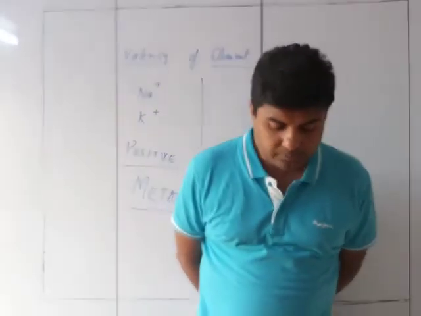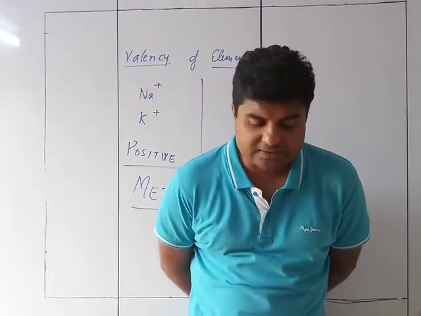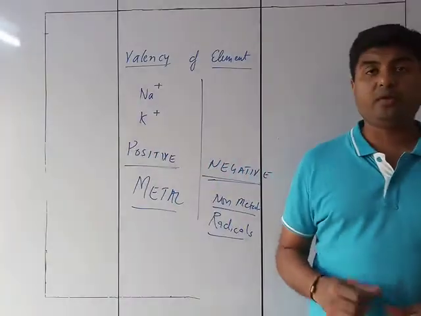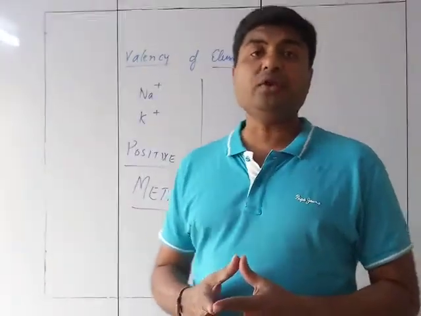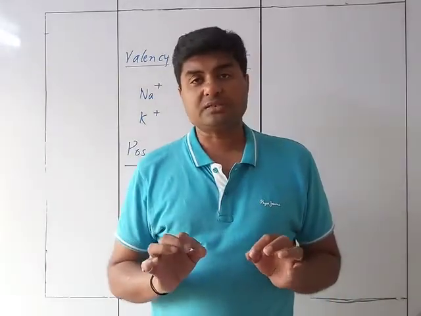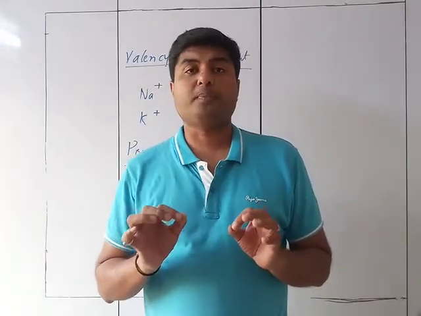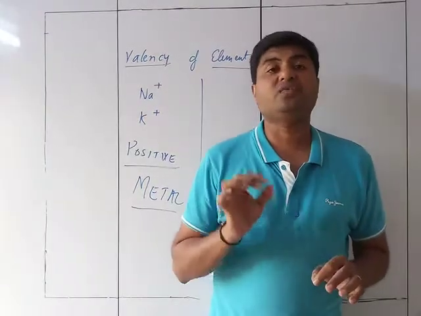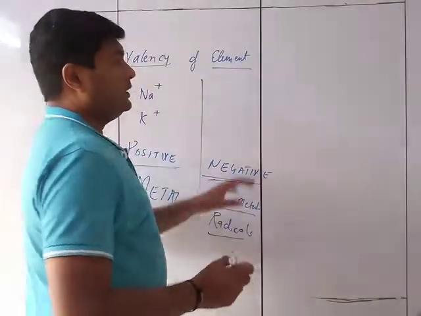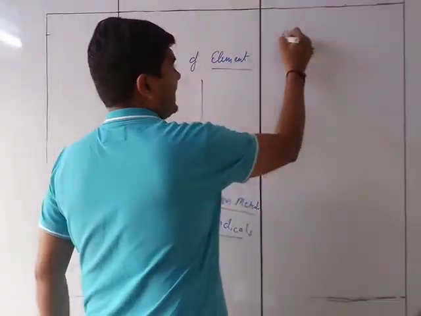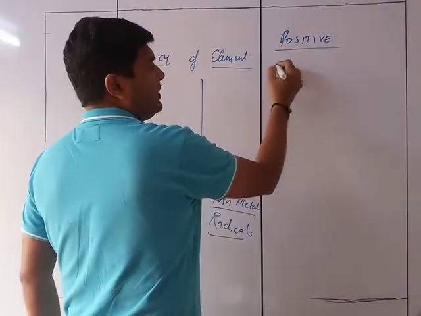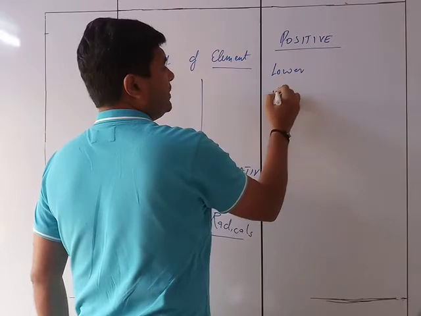We have plumbum, that is lead, which has two valencies, 2 and 4. Mercury has 1 and 2. Accordingly, you have different substances having two valencies. Now, the names of these particular elements are also given in a proper manner so that you can identify the valency of that particular element. So in case of positive valency, one will be lower and the other will be higher.